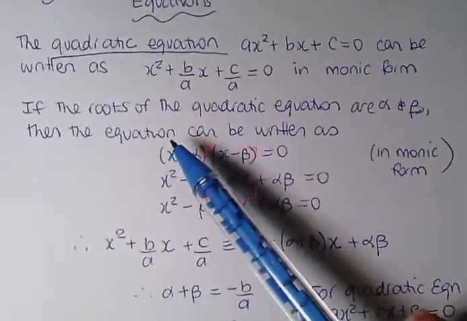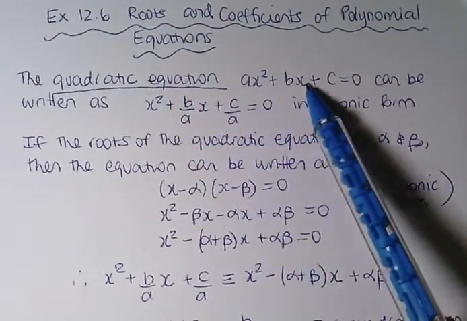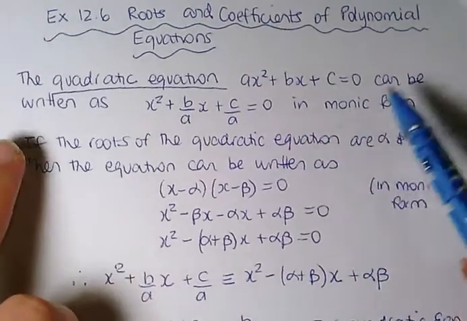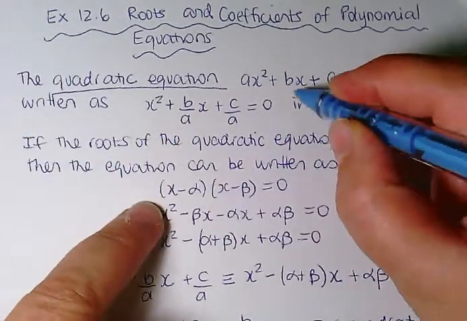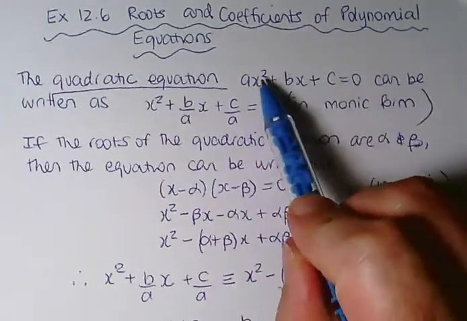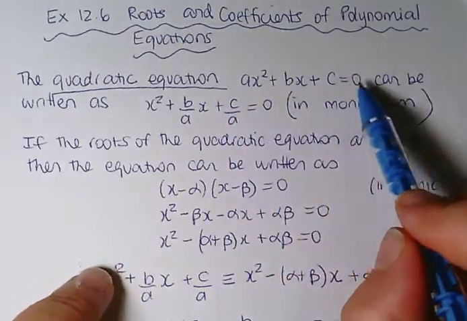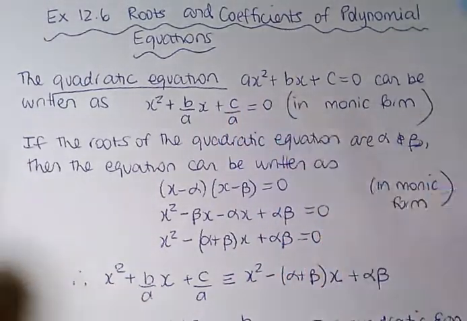So just looking at what we looked at last lesson, the quadratic equation ax squared plus bx plus c equals 0. Now I can write that in monic form by dividing through by a. So if I divide each term by a, I'll get x squared plus b on a, x plus c on a equals 0 on a, which is 0.